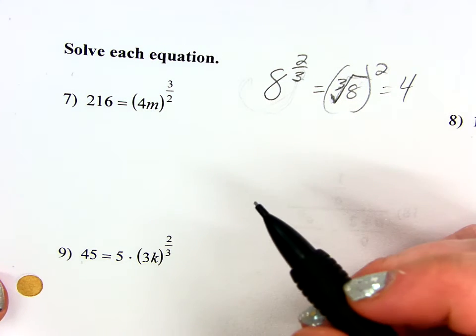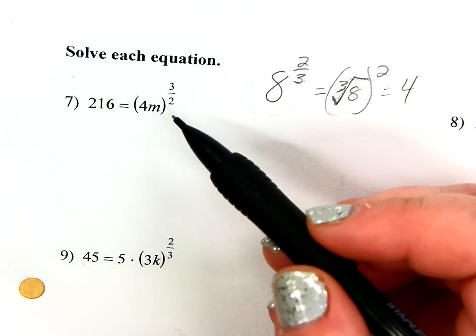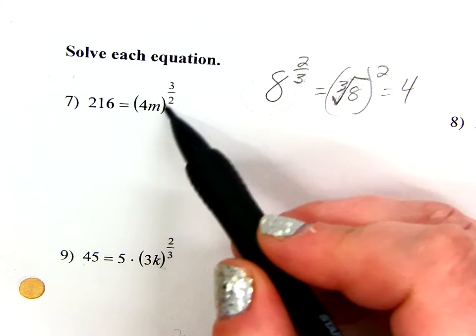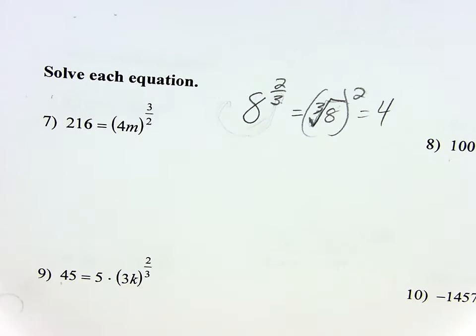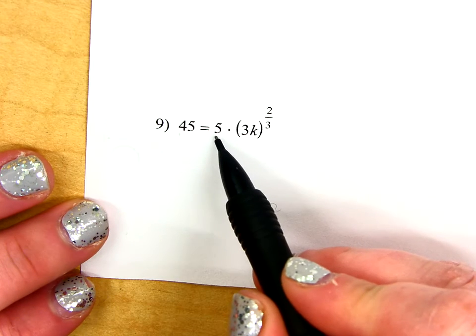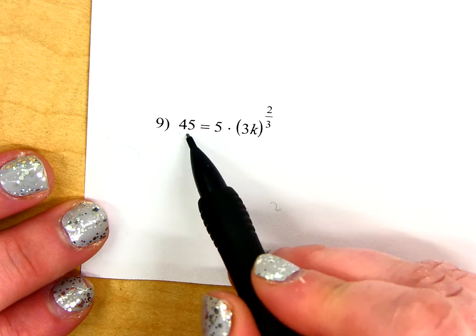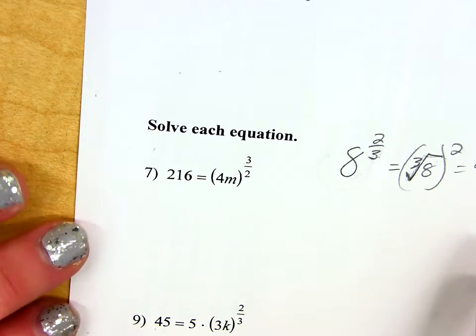Basically, your steps are: whatever is being raised to the exponent, you want to get that by itself on that side of the equal sign. So in number 7, that's already the case. The thing being raised to the exponent is 4m, and there's nothing else on that side of the equation. Whereas if I look at number 9, see how I have this extra 5 there? I would want to divide both sides by 5 before I started. Whatever is being raised to the exponent, get it by itself.